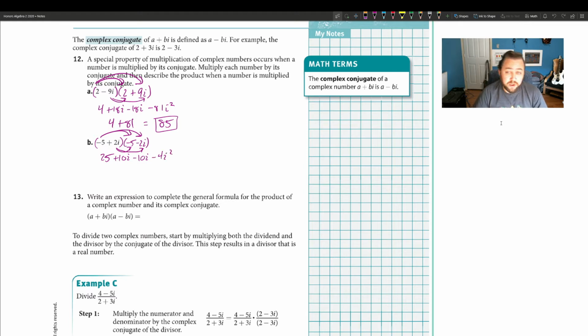We're going to take that i squared, convert it to a -1. -4 times -1 is going to be a positive 4. So the i's cancel out. We get 25 plus 4. And our solution here is 29. So again, the idea of a complex conjugate is that our original term is a plus bi. Our complex conjugate will be a minus bi. And this is really important when it comes to division.